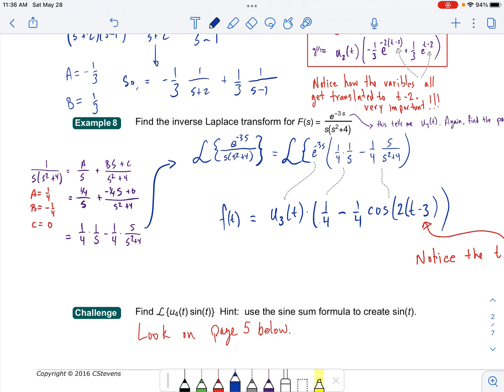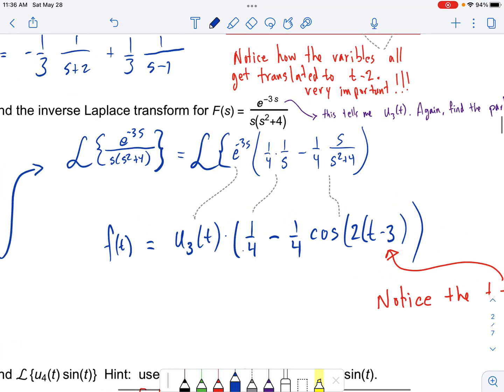So to find the inverse Laplace of these, and again, I forgot my inverse notation. There we are. The inverse Laplace of our fraction will be, well, think of it as taking the e to the negative 3s kind of out of the fraction. Our partial fraction decomposition is 1 quarter times 1 over s minus a quarter s times s squared plus 4.